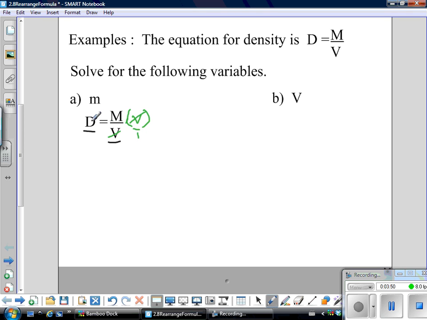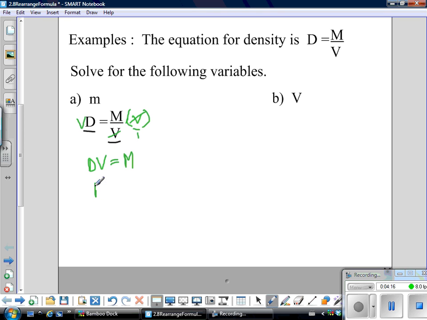But I can't just multiply one side by V. I have to multiply the other side by V as well. So really, I've actually finished this question. You can see M is all that's left on this side, and on this side I have either VD or DV. It doesn't matter which one I put first because they're being multiplied. Now, often this is like having X on this side.